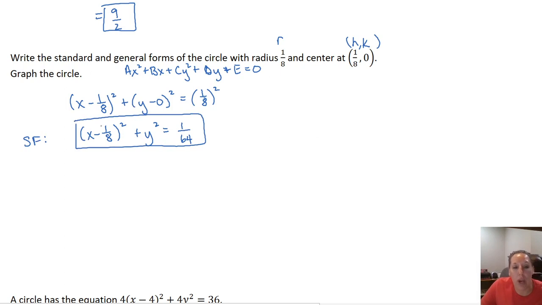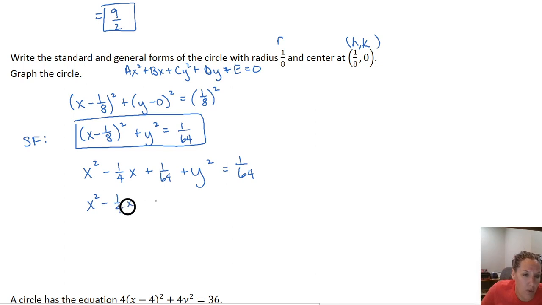And then general form, we'll go ahead and FOIL that out and move everything to one side. So x minus 1/8 quantity squared, we're going to square the first one. Do 2 times the first times the second. So 2 times x is 2x times negative 1/8 is going to be 1/4 x. And then square the last. Negative 1/8 squared is 1/64. Y squared, we don't have anything we've got to FOIL out, and then we get 1 over 64. When we move that to the other side, we get x squared minus 1/4 x plus y squared is equal to 0, and that is going to be our general form.